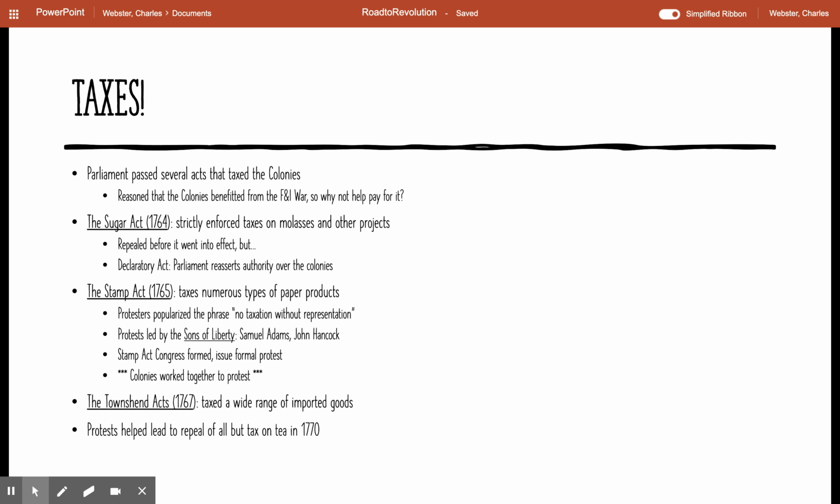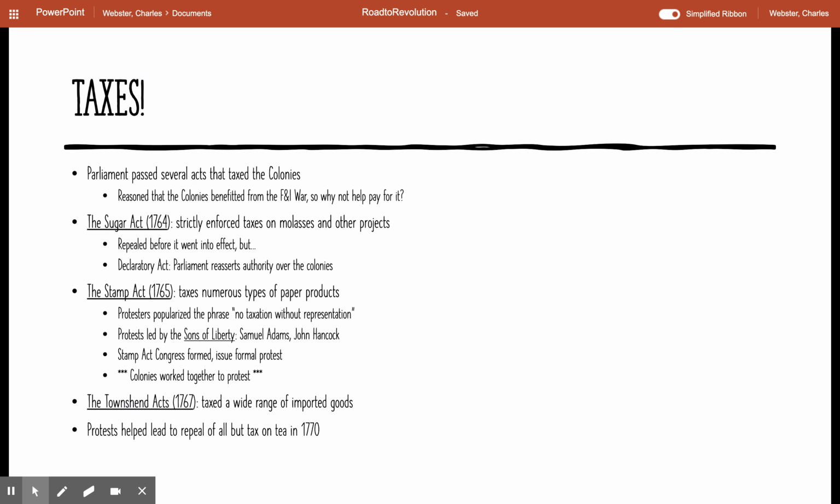So how did the British plan to pay for this massive debt? Taxes, of course, right? So Parliament, which was British controlled, basically it was their version of Congress, passed several acts that would tax the colonies. After all, the colonies had benefited from the French and Indian War.